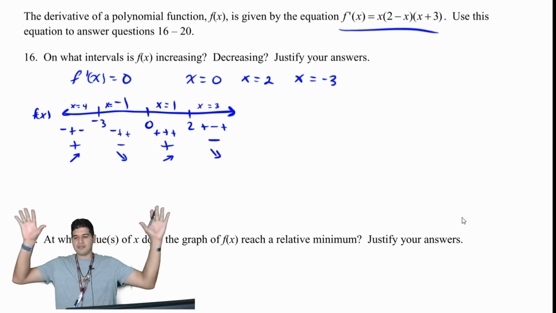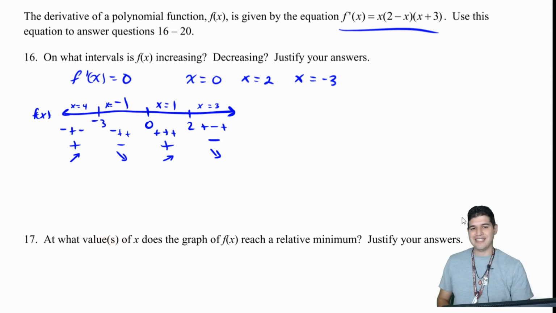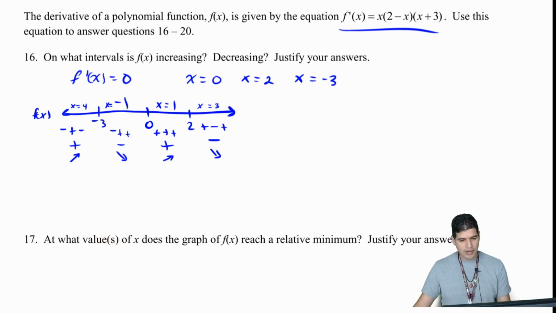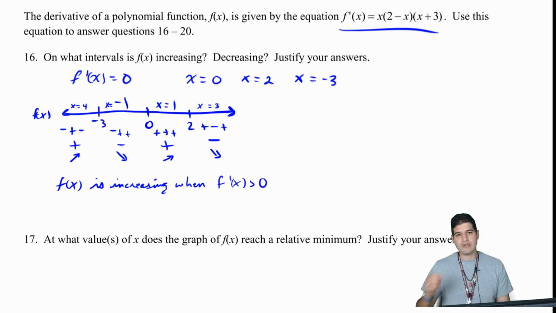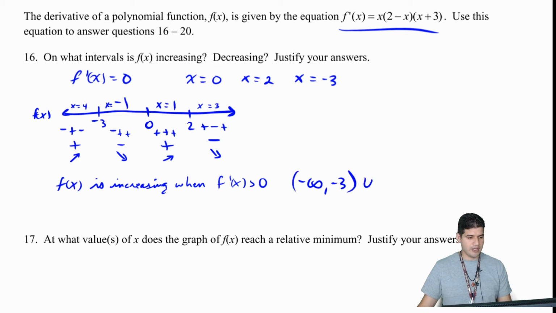But that's not enough. We need to use calculus reasoning here, and in order to do that, we have to write out words. So we want to say f of x is increasing when f prime of x is positive, when f prime of x is greater than 0. And when is that happening? Well, we've already written arrows out where the function's increasing, so that's happening in between negative infinity up to the critical value, which was negative 3, and then, union, in between 0 and 2. So I'm going to write down those values.